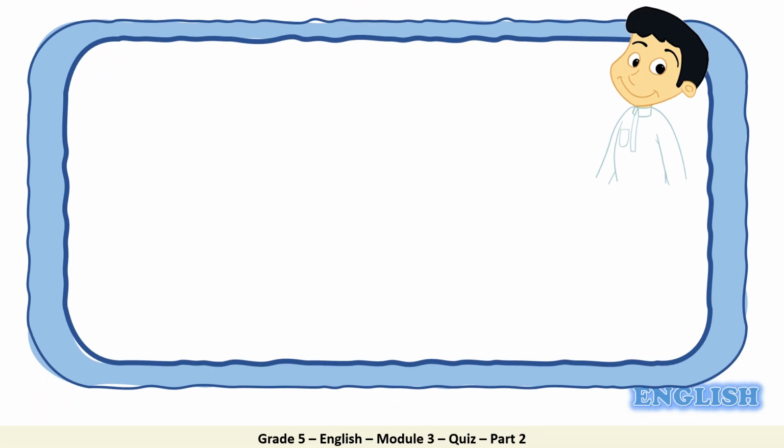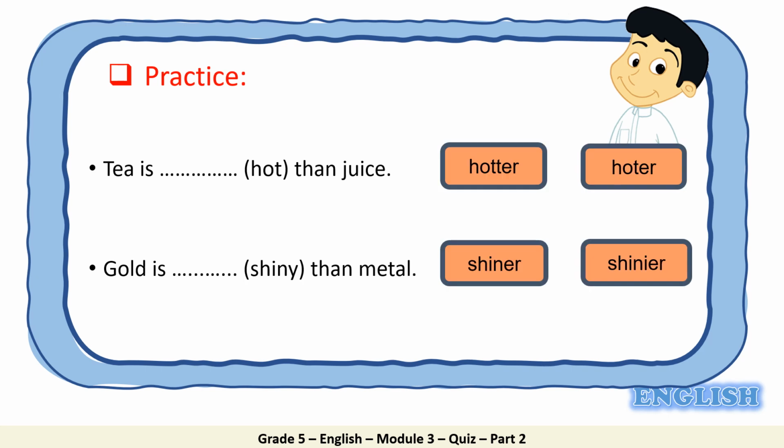It's now time to practice. Take a look at these sentences and focus on the adjectives between brackets. Then choose which spelling is correct. Which comparative form are we going to use to complete the sentence? Let's see number 1. Tea is hot than juice. Which spelling is correct, the first one or the second one?